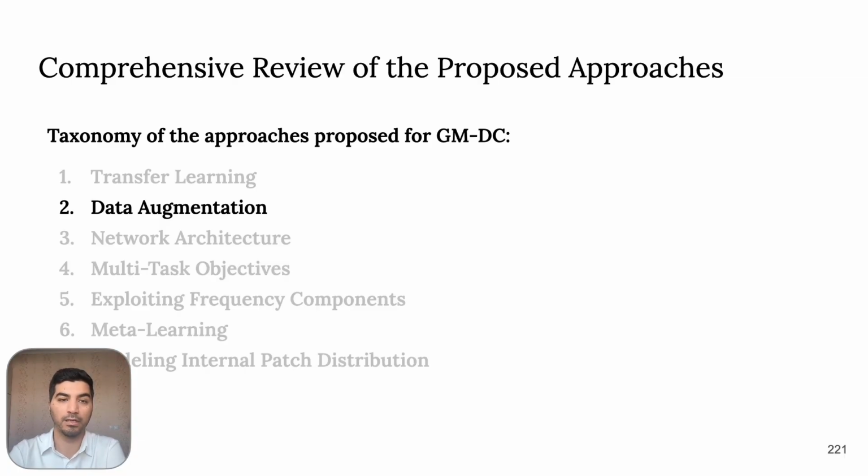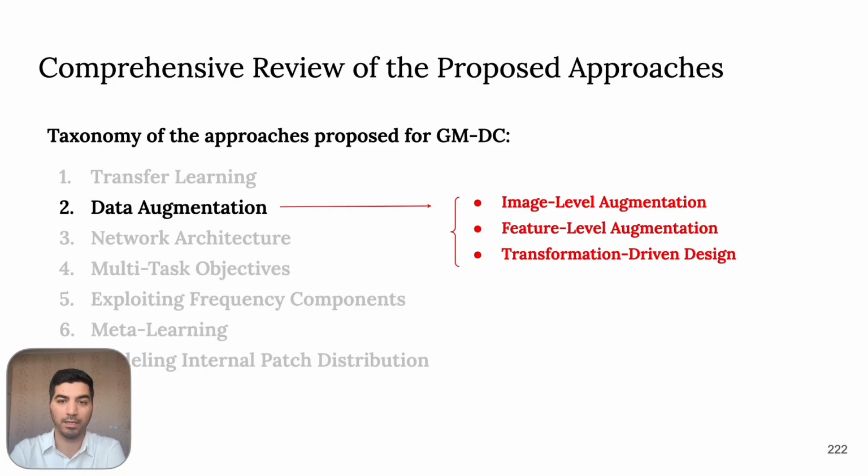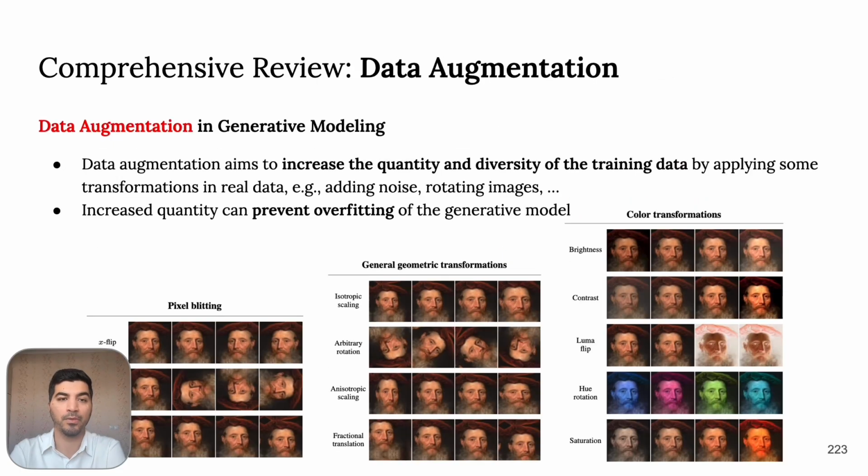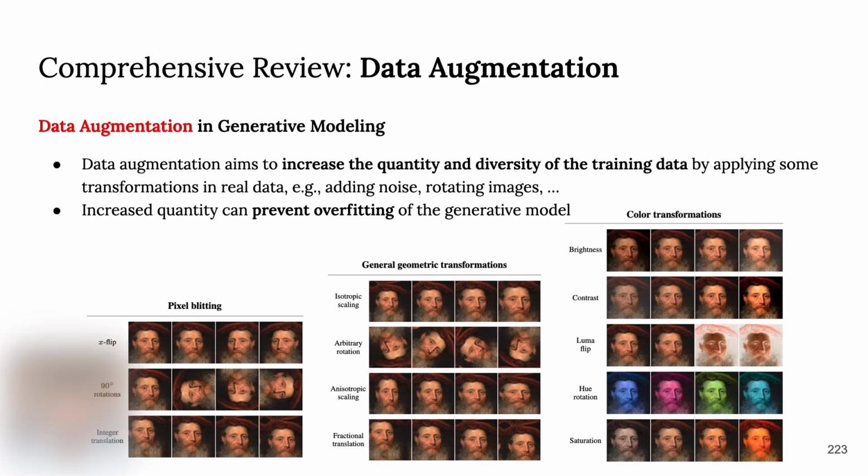Next category of works are data augmentation approaches, and we have three subcategories here. Data augmentation aims to increase the quantity and diversity of the training data. They usually do this by applying some transformations on real data, like adding noise, rotating images, and other transformations. This increases the data quantity, which can prevent overfitting. For example, we can have pixel bleeding, general geometric transformation, or color transformation to increase the quantity of our data.